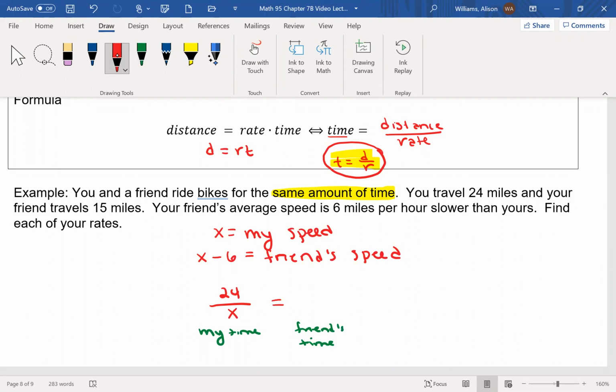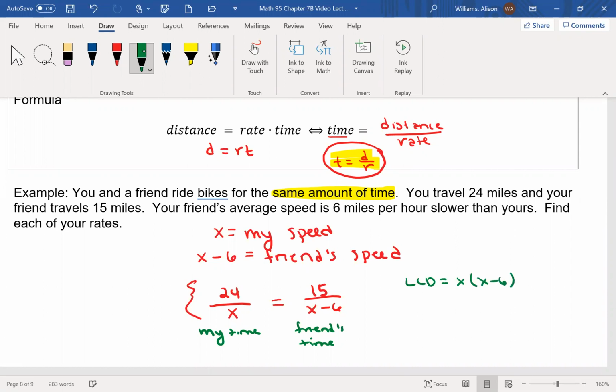Which is their distance of 15 miles over their speed, which we called x minus 6 since they're 6 miles per hour slower than us. So this is the equation I'm going to solve right here. Now, I can still use the same approach. I can find the LCD, which happens to be the two denominators multiplied together.